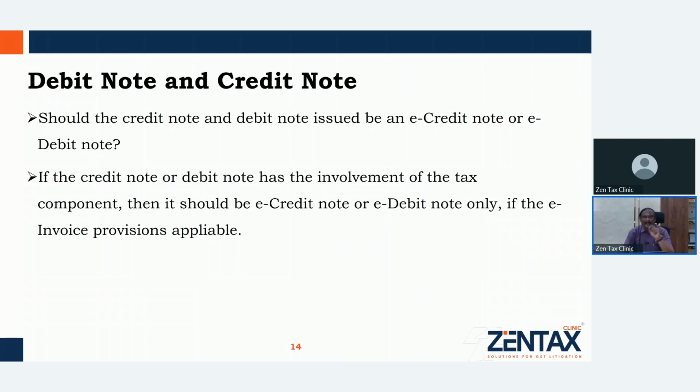That credit note cannot be an e-credit note. But if there is a credit note that you are going to issue, and it is going to reduce the already furnished taxable value, then it must be an e-credit note only. But if it is not going to affect the tax component, and you are giving a financial credit note, that need not be an e-credit note. The same applies to debit notes also. Whenever the tax component is affected, it should be an e-document only.